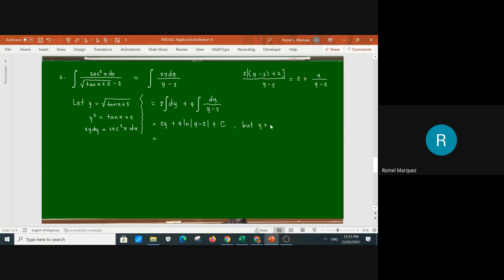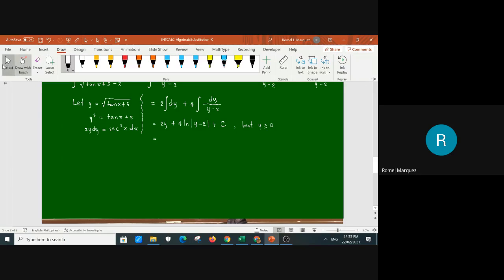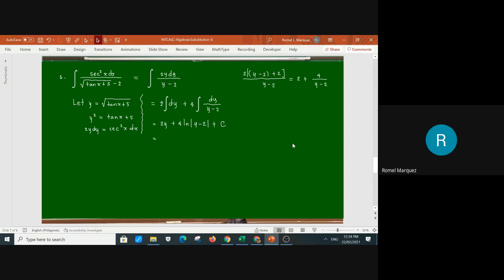Okay? But y is positive. And it is possible for y to be, let's say, 0, meaning if tangent x is equal to negative 5, because for tangent, it is possible for the value to be negative. Okay? So it is possible to be 0. So it means we really need the absolute value, no? So absolute value is necessary.